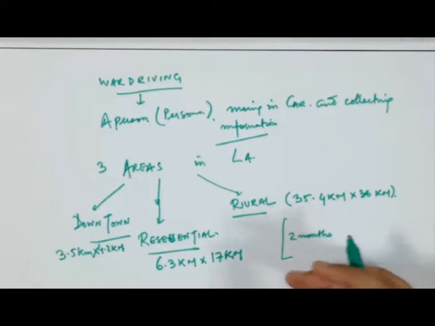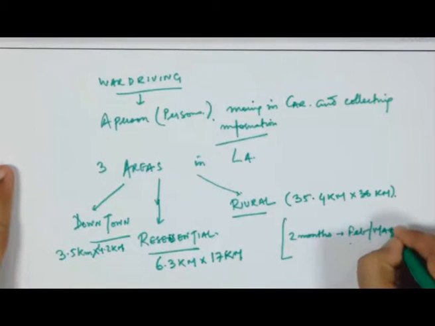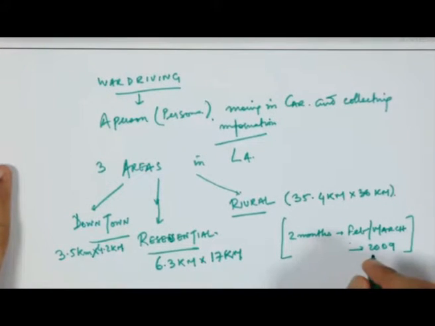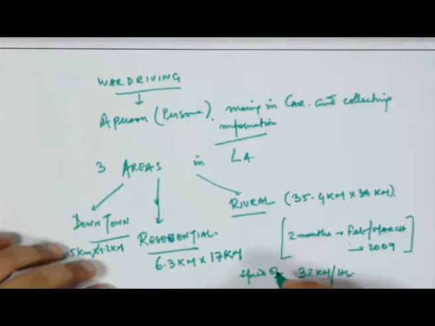Think about the research they are doing. For research, they are actually driving for 2 months, February and March 2009. The GSM signal strength measurement and their locations were recorded every 2 seconds. The speed of the car averaged 32 kilometers per hour. So this way they were collecting a huge amount of data.